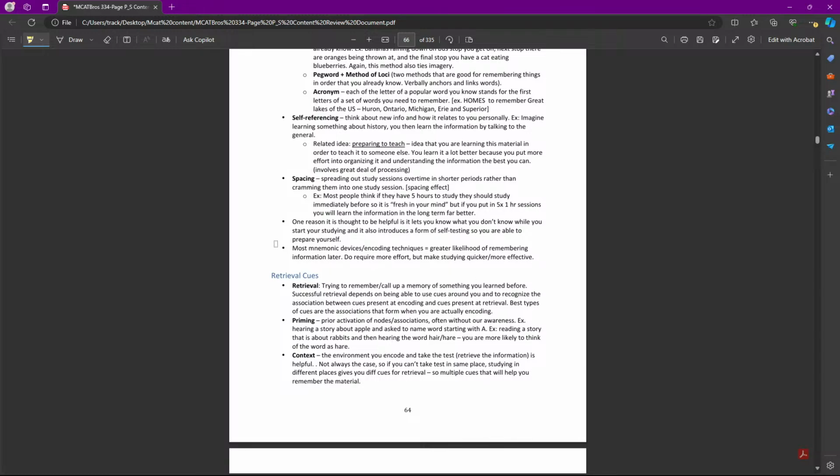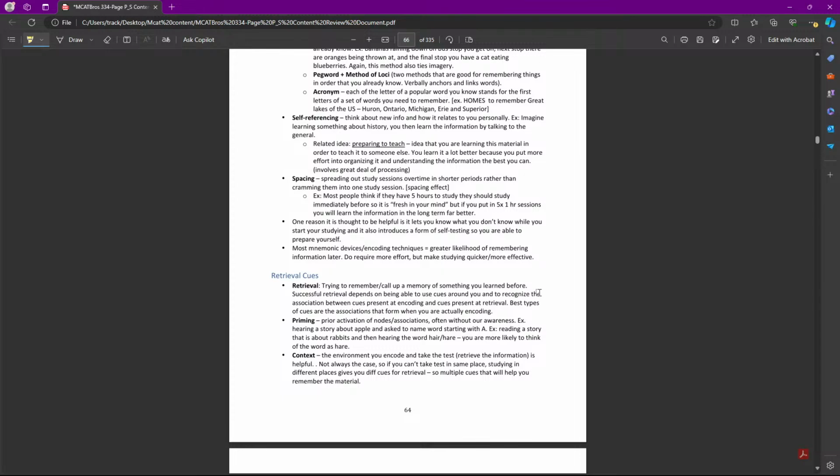Retrieval. Retrieval is trying to remember or call up a memory of something you've learned before. So we have to start with encoding, and then we have to keep it in our short-term or long-term memory, and then we use retrieval to obtain that memory again.